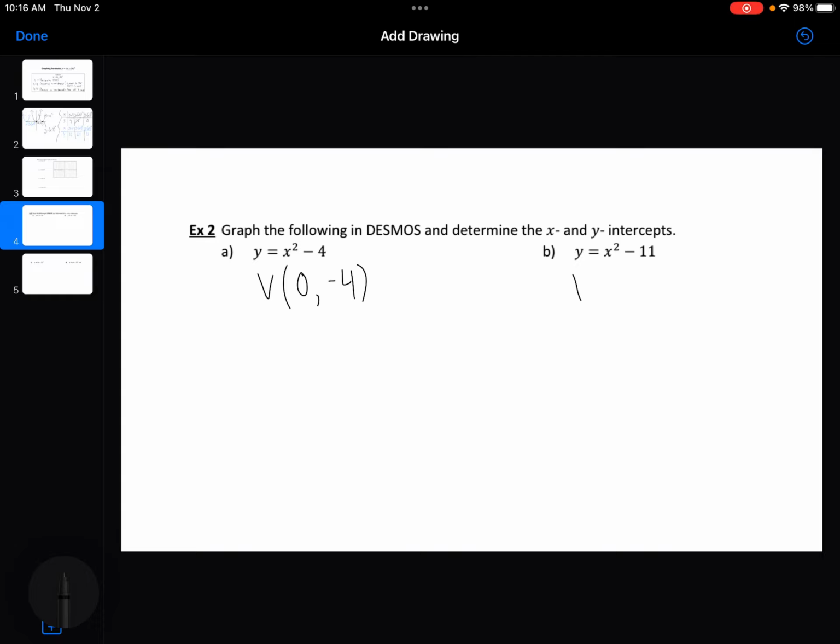Okay, the same thing for here. We would have my vertex is going to be 0 and -11. Okay, and then we're going to have to try to find out what our X and Y intercepts are. We can do it algebraically, but there's a little hiccup that you might run into. So I want you to use the graph, and then I want you to find your X and Y intercepts.